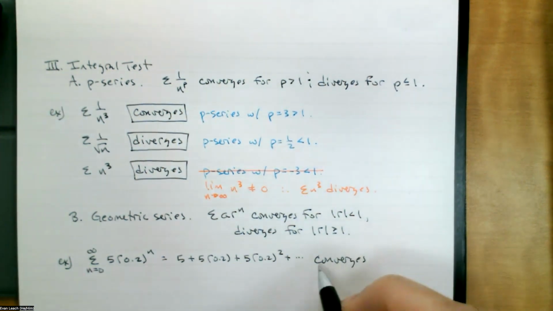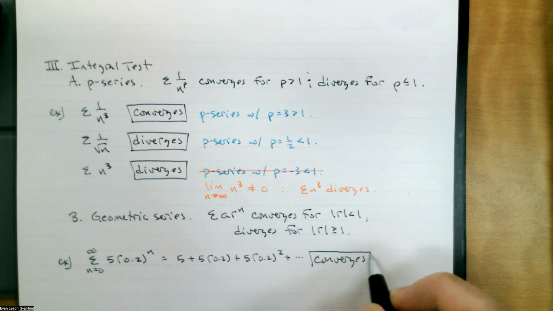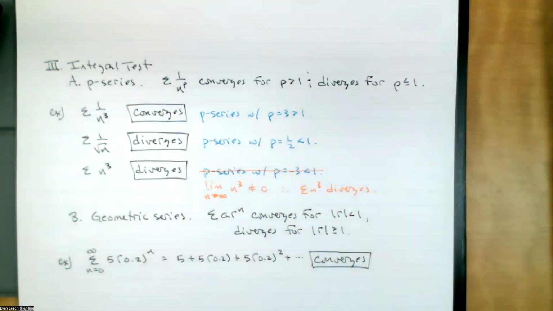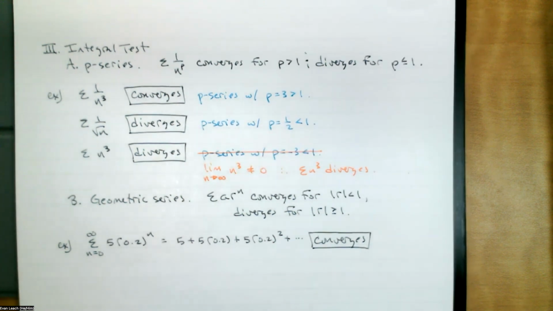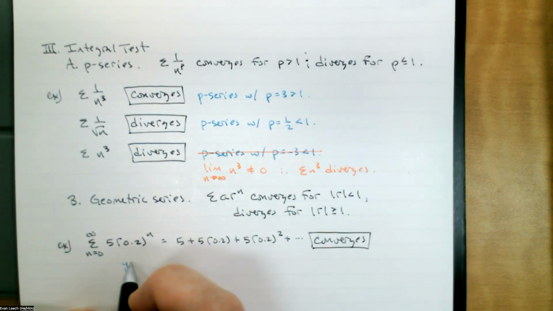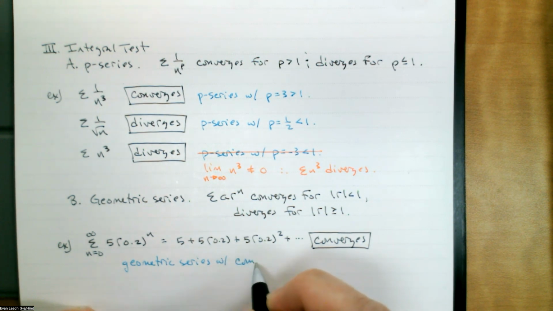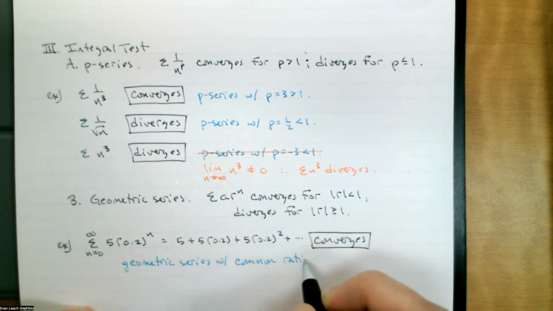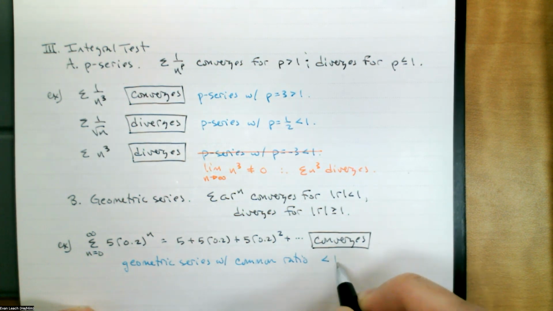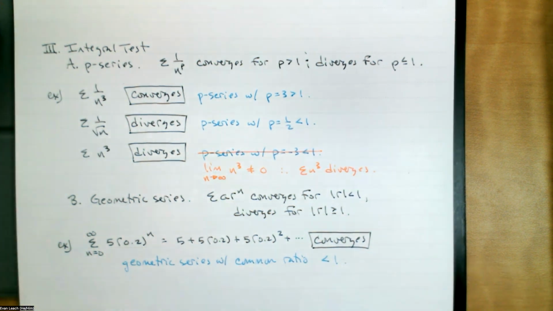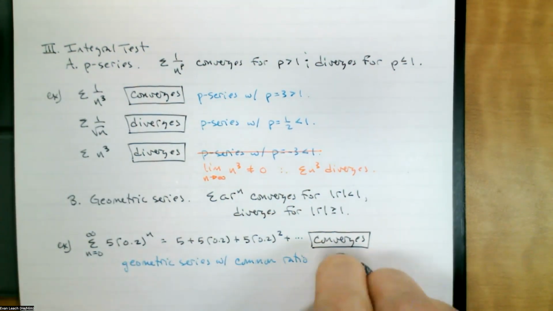So the series 5 times 0.2 to the n converges. It's a geometric series with a common ratio less than 1. Oops. I'll just state what the common ratio is. The common ratio is 0.2, which is less than 1.